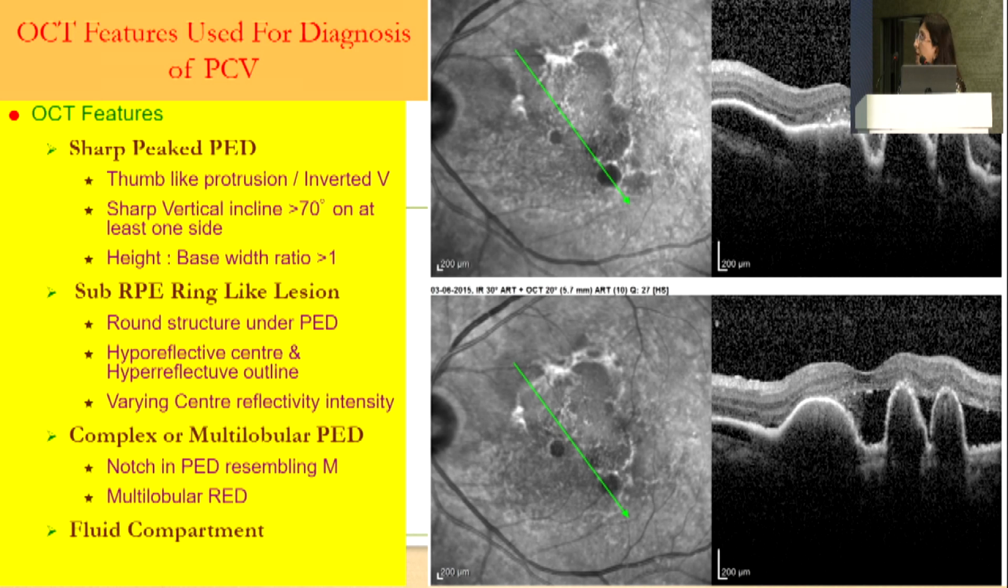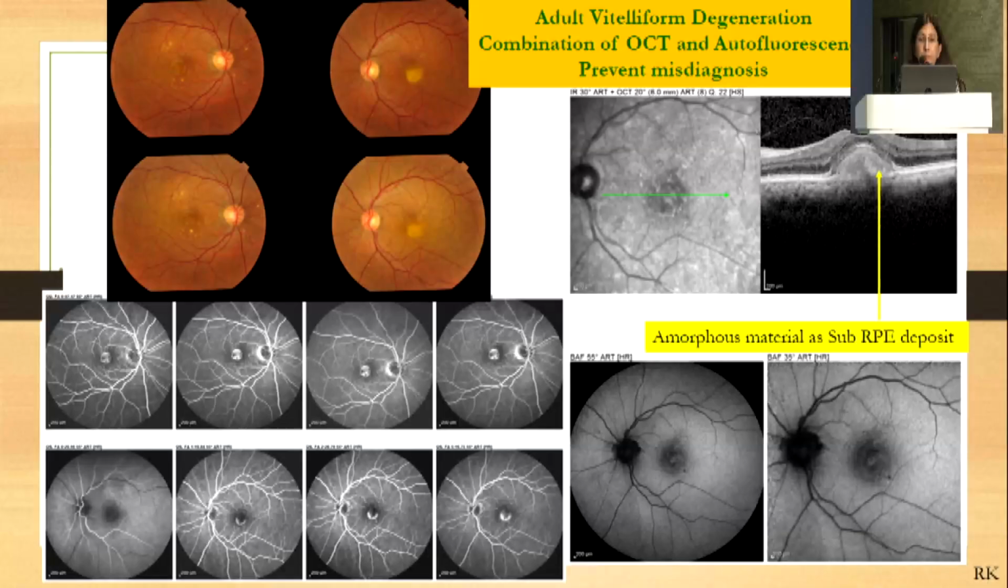You can also have these kinds of features. You can have multilobulated PEDs, or you can have a notch in the PED resembling an M. An important differential diagnosis from AMD would be adult vitelliform degeneration. Here you would get a similar kind of lesion, but on the OCT you get a uniform amorphous material sub-RPE deposit. So this differentiates it from a PED.